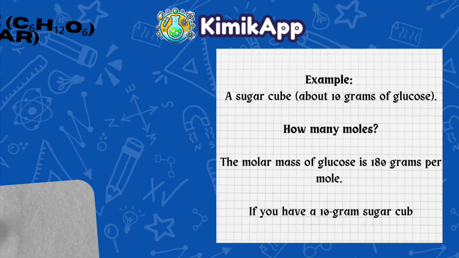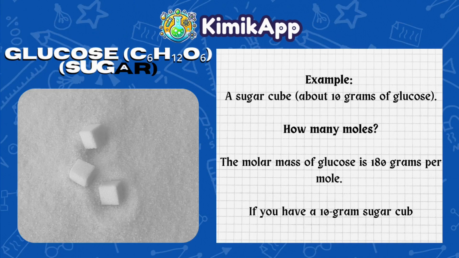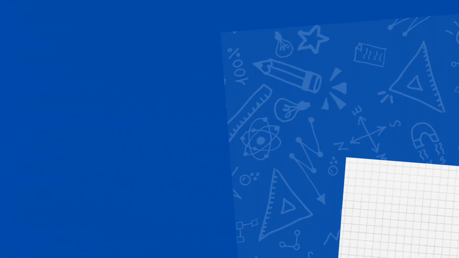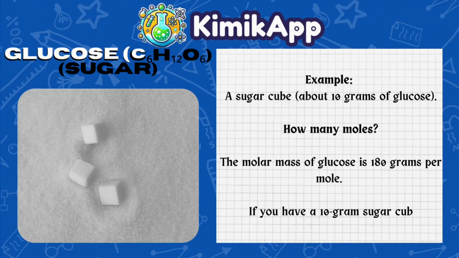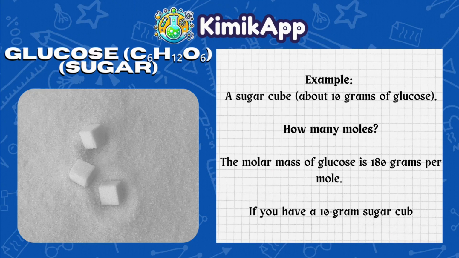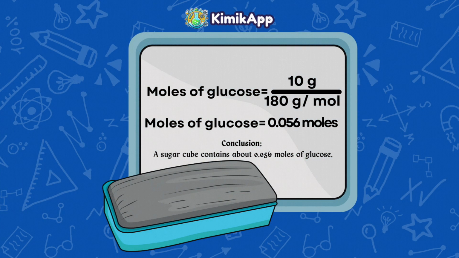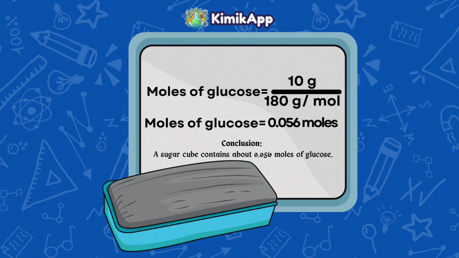And lastly, glucose, which is commonly known as sugar. A sugar cube has about 10 grams of glucose. And how many moles? The molar mass of glucose is 180 grams per mole. And if you have a 10-gram sugar cube, we have moles of glucose is equivalent to 10 grams divided by the molar mass, which is 180 grams per mole. Then we have moles of glucose is equal to 0.056 moles. Therefore, a sugar cube contains about 0.056 moles of glucose.